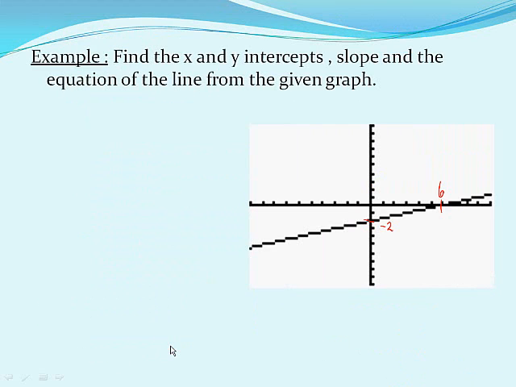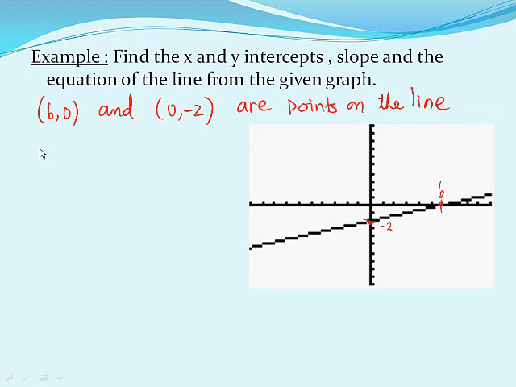Example. Find the x and y intercepts, slope and the equation of the line from the given graph. So we do have the 2 points. Looking at the x-intercept, we get (6, 0) as a point on the line. And looking at the y-intercept, I can get (0, negative 2) as the y-intercept. So these are points. Now we are going to calculate the slope.